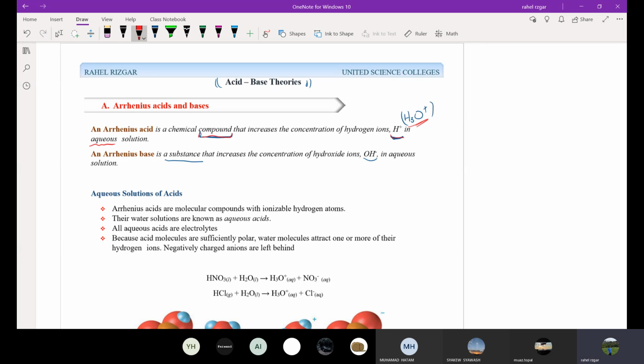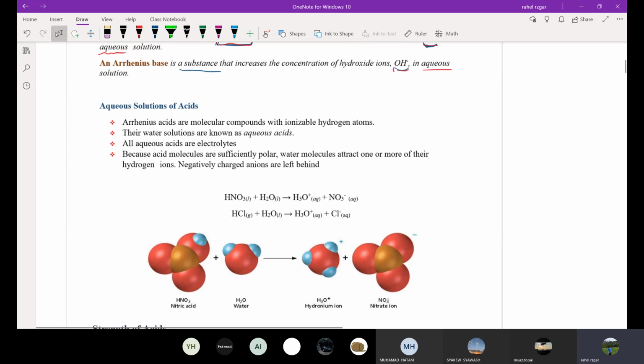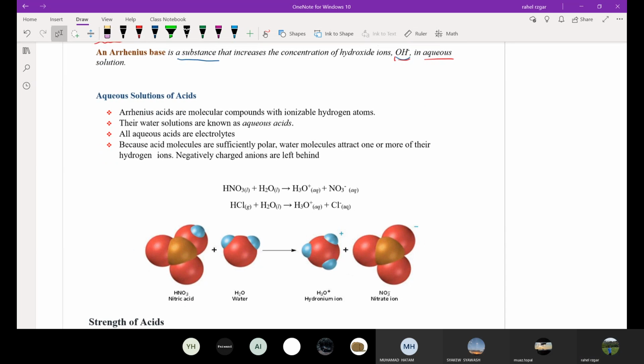Same thing for Arrhenius base. Arrhenius base is a substance that increases the concentration of hydroxide ions, OH, in aqueous solution, in water. First, let's start with the acid, aqueous solution of acids. Arrhenius acids are molecular compounds. All the acids are molecular compounds.